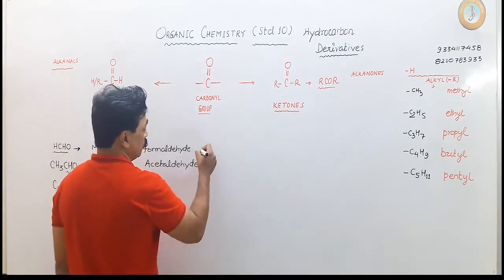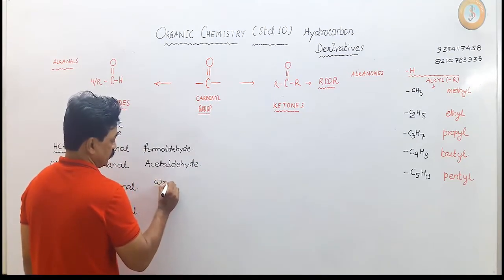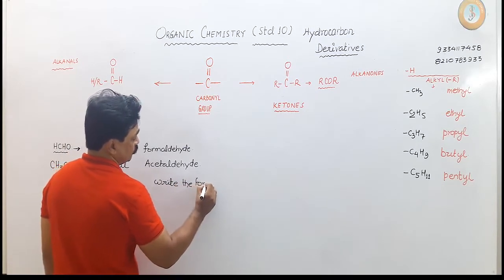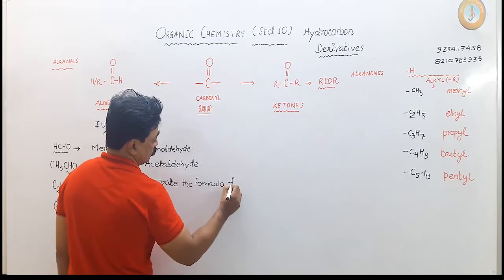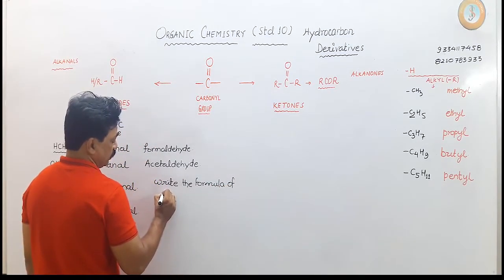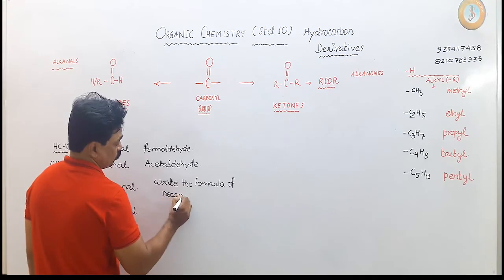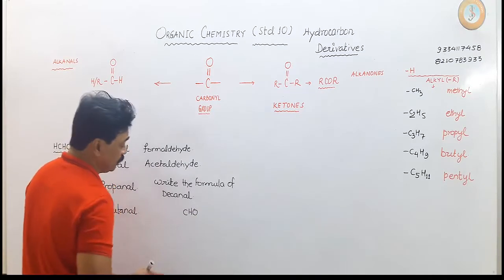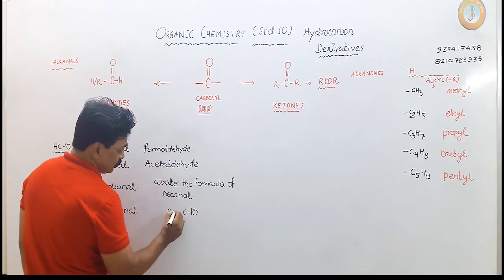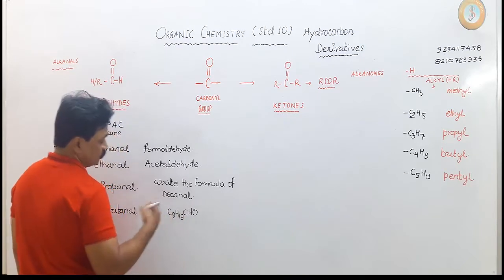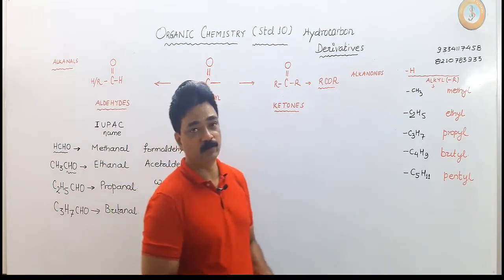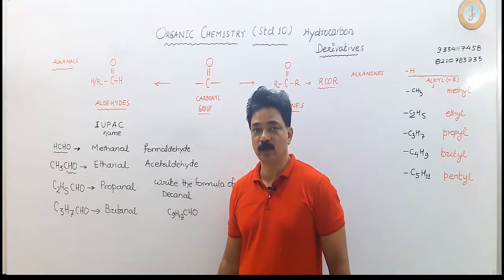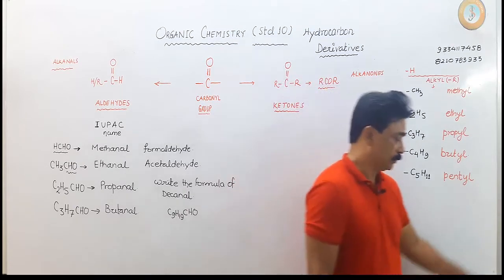Suppose somebody tells you to write the formula of decanal. So CHO will be there. So one carbon atom out of the 10 needed has gone. So 9 carbons, and hydrogens 18 plus 1, 19. So this is decanal. So these are the aldehyde groups. Aldehyde group will contain a CHO radical. Did you understand? Aldehyde group will contain a CHO radical. Now next we come.